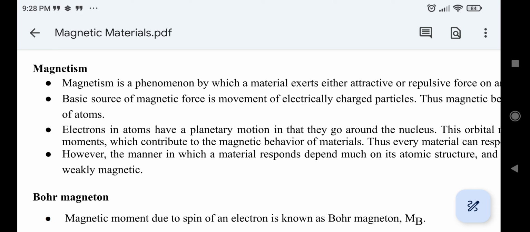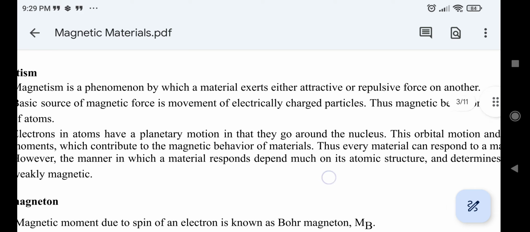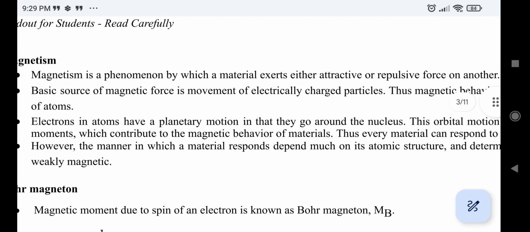A magnet, to say very specifically, an electromagnet, is very important for electrical machines because the basic working itself depends on electromagnetism. So, what is magnetism? Magnetism is a phenomenon by which material exerts either an attractive or a repulsive force on another.